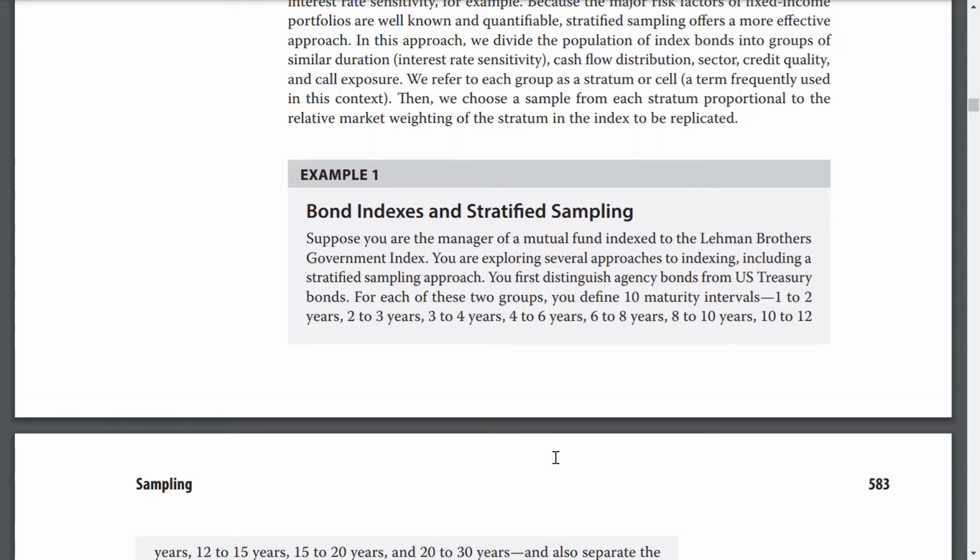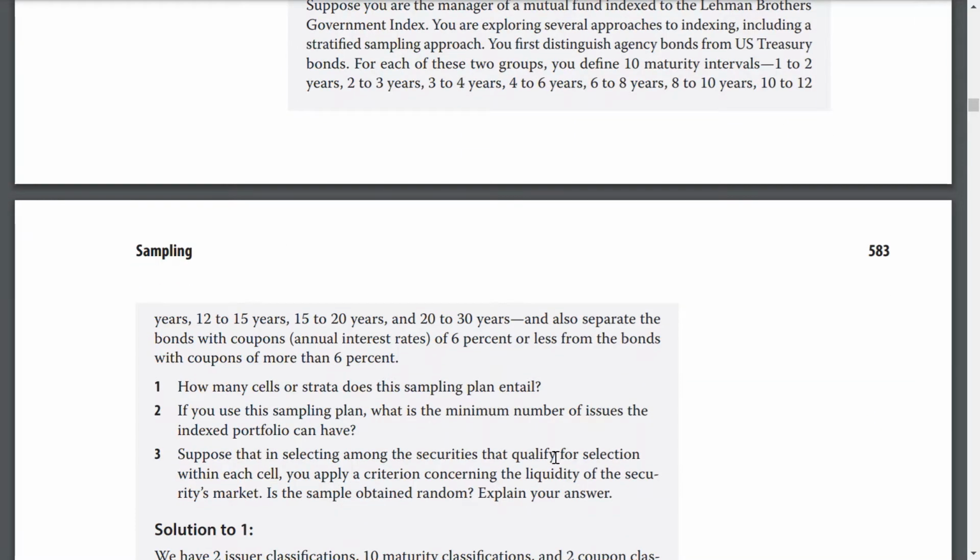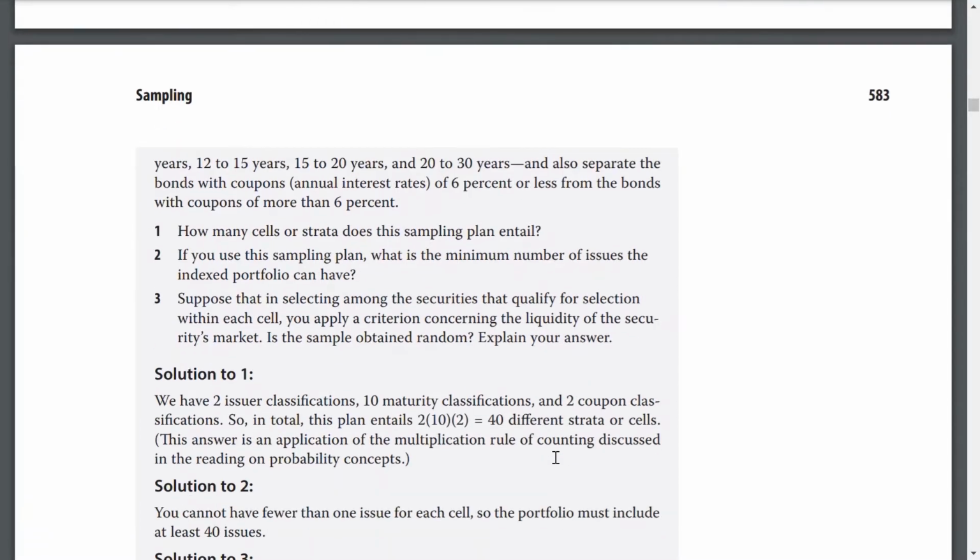Suppose you are a manager at a mutual fund indexed to the Lehman Brothers Government index. Imagine when Lehman Brothers was still around. You are exploring several approaches to indexing, including a stratified sampling approach. You first distinguish agency bonds from U.S. Treasury bonds. For each of these two groups, you define 10 maturity intervals: 1 to 2 years, 2 to 3 years, 3 to 4 years, 4 to 6 years, and so on, and lastly, 20 to 30 years. You also separate the bonds with coupons, or annual interest rates, of 6% or less from the bonds with coupons of more than 6%. How many cells or strata does the sampling plan entail?